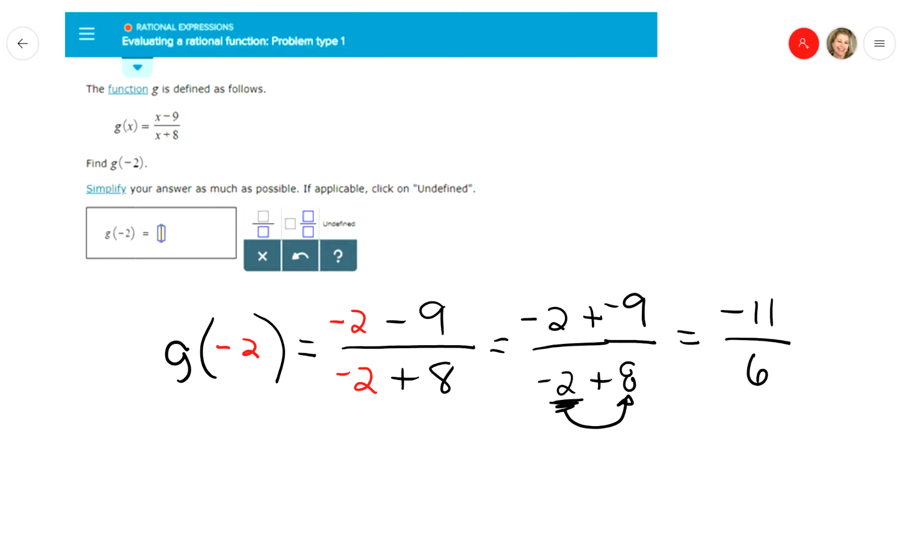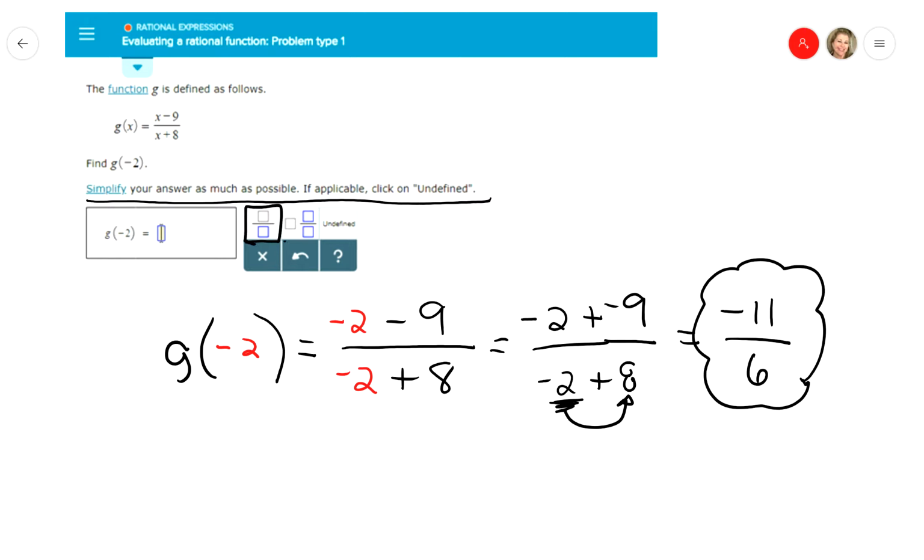Simplify your answer as much as possible. If applicable, click on undefined. I have simplified this as much as possible. They're giving me an option of either a proper fraction, an improper fraction, or a mixed number. I tend to leave it as an improper fraction. If you change it, 6 goes into 11 one whole time with 5 left over. So you could say -1 5/6. Either one of those should work.